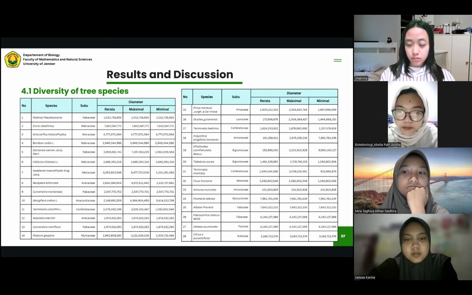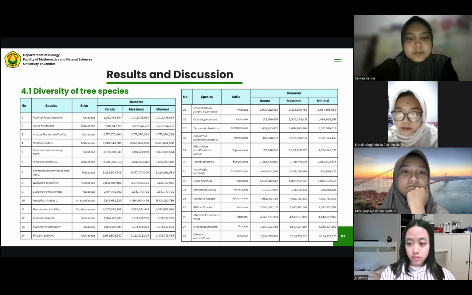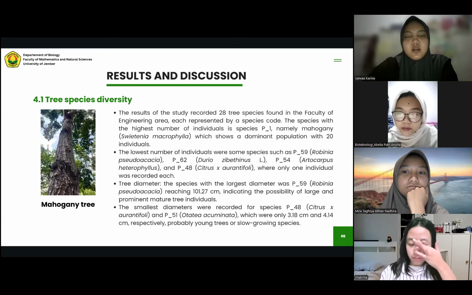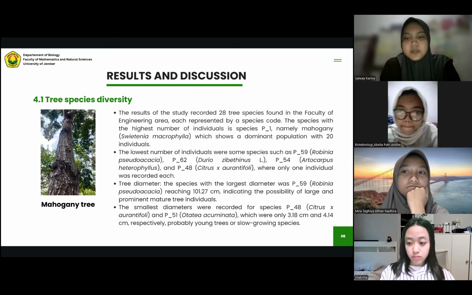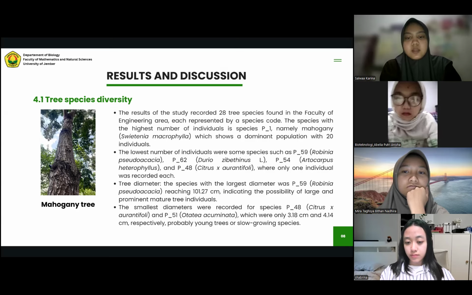Okay, this is a table about diversity of tree species. There are 28 tree species in the Faculty of Engineering area. The most abundant species is P1, Wetenia macrophylla, with 20 individuals. The least are P59, P62, P54, and P48, each with only one individual.